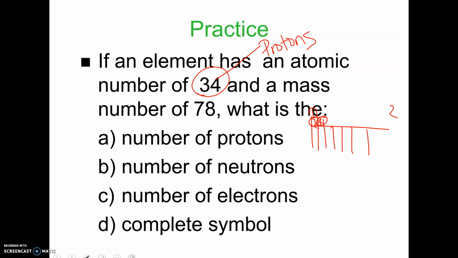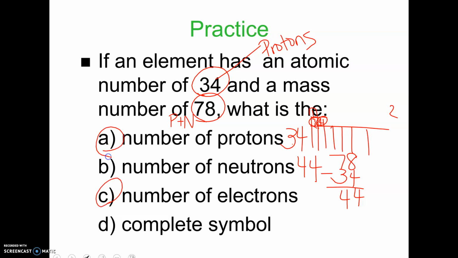And then they gave us a mass number of 78. Remember, this is going to be the protons plus the neutrons. So first, number of protons, 34. The number of neutrons is going to be 78 minus 34, right? So that's going to be 44. That's going to be our neutrons. The number of electrons, remember, these two will always be equal unless it has a charge, so 34.